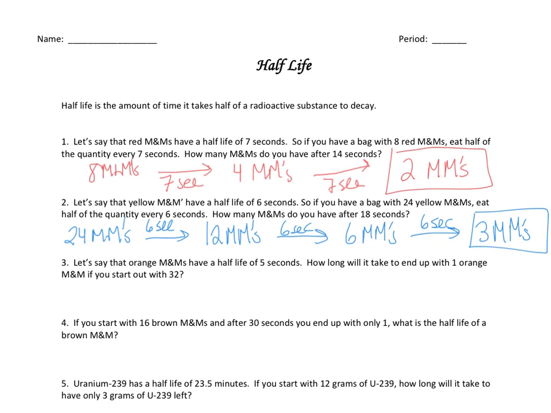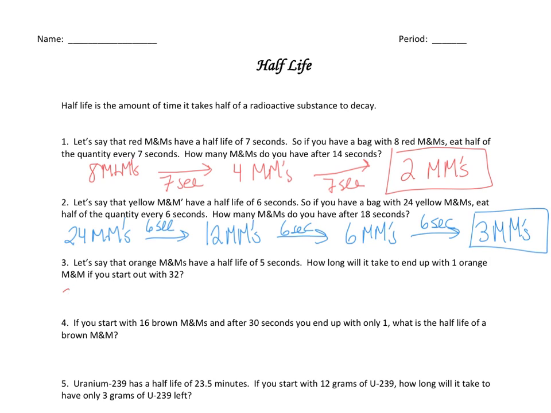So after 18 seconds, 6 plus 6 plus 6, so a total of 3 half-lives is 18 seconds. You'd be left with 3 M&Ms. So number 3. It says, let's say that orange M&Ms have a half-life of 5 seconds. How long will it take to end up with 1 orange M&M if you start with 32?